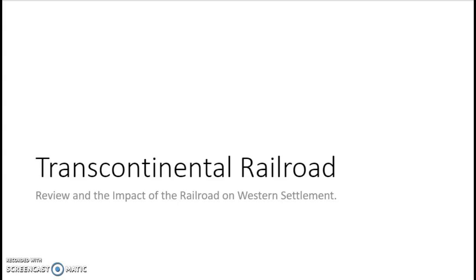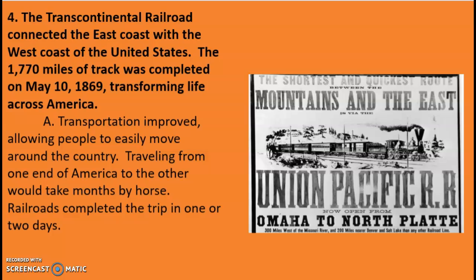The last thing that we're going to cover with this is the Transcontinental Railroad, which is going to be some review, but we're also going to look at the impact of railroad on Western settlement. So the Transcontinental Railroad connected the East Coast with the West Coast of the United States. The 1,770 miles of track were completed on May 10, 1869, which transformed life across America.